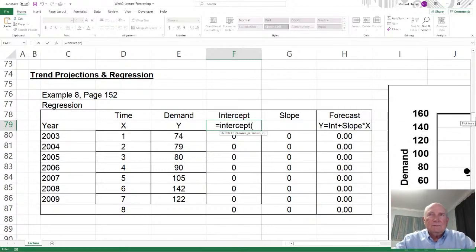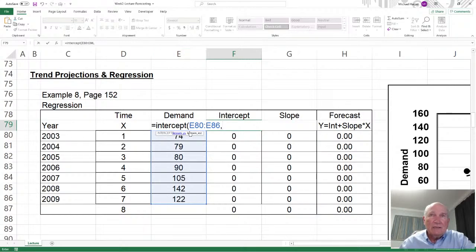You just spell out the word, intercept. When you put an equal sign in front of intercept, Excel sees that as a function. And now, we want the known y's. Well, the y's are these. Click these. There's my known y's. Comma. Again, it's column E, row 80.